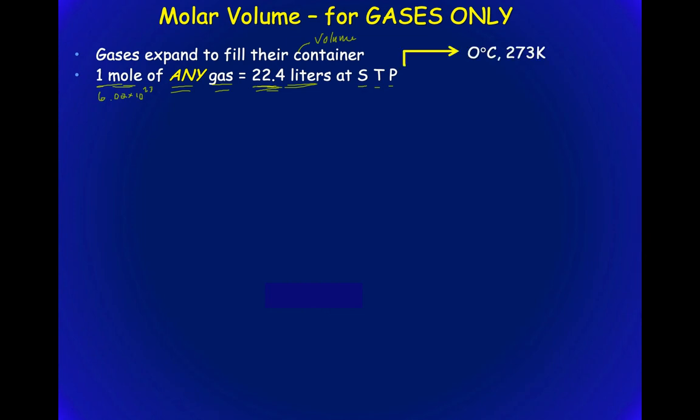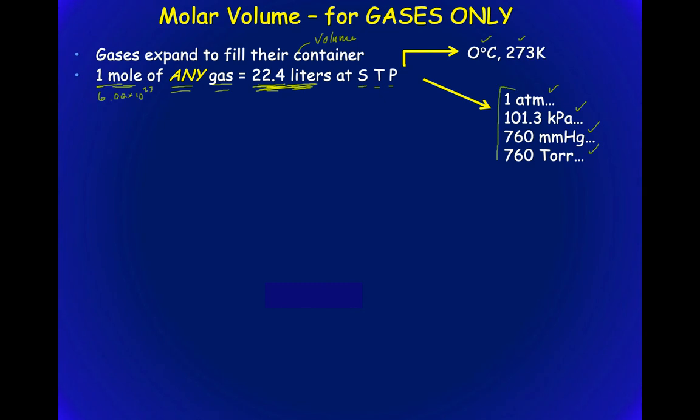So STP is called standard temperature and pressure. This 22.4 liters will be true only when the gas is at 0 Celsius, so 273 Kelvin, and when these pressure units are satisfied. This is gas pressure, the force that gases place on their surroundings. So 1 atm, 101.3 kilopascals, 760 millimeters of mercury, 760 torr. These are different units of pressure. As long as one of these is true and the temperature is true at the same time, gases will take up 22.4 liters.